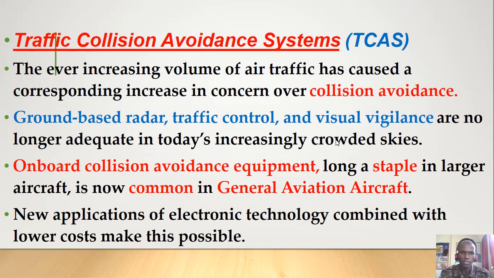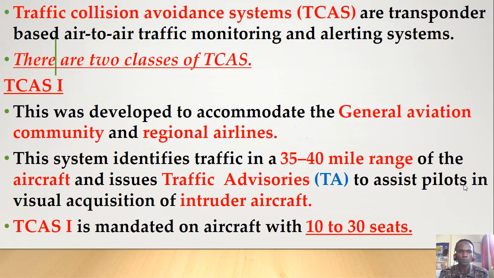So there are still ground-based radar, traffic control, and vigilance. These are no longer adequate in today's crowded skies. When you look at most busy airports, like the Amsterdam airport, it is very difficult to use ground-based radar or traffic control. So we improvise an electronic system, electronic technology, to do that. So traffic collision avoidance systems are transponder-based air traffic monitoring and alerting systems.